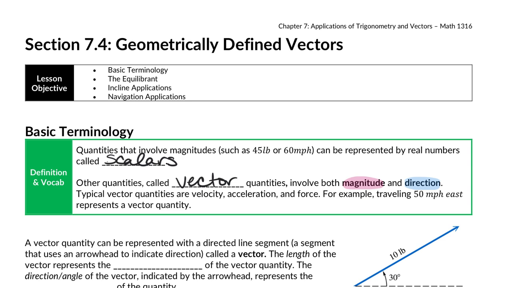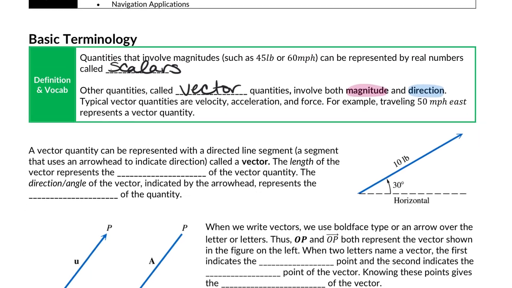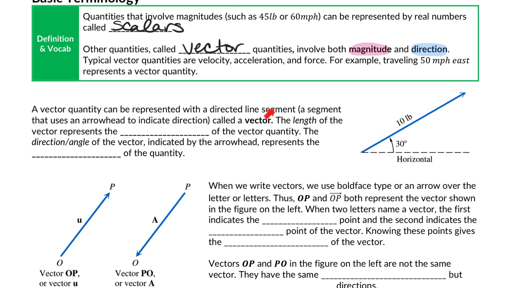A vector quantity can be represented with a directed line segment. In geometry, we would have called these a ray, but we don't have a point at the end here and off to one side. It's called a vector, a segment that is directed. This is our vector quantity. Let's highlight that word for us. The length of the vector represents the magnitude of the vector quantity. The direction or angle of the vector, indicated by the arrowhead, indicates the direction of the vector.